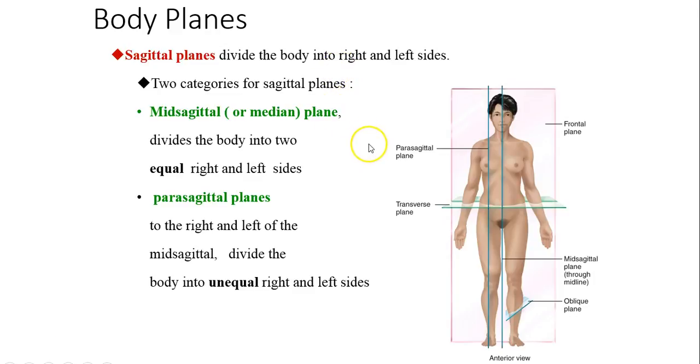So first of all, let's look at sagittal. There are two categories for sagittal planes. There's mid-sagittal, which goes right down the midline, dividing this person into equal right and left sides. Parasagittal would be a plane to one side or the other of that mid-sagittal plane, and it's still going to divide the body into right and left sides, but now those sides are unequal.